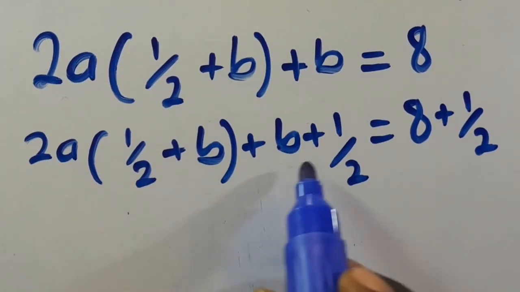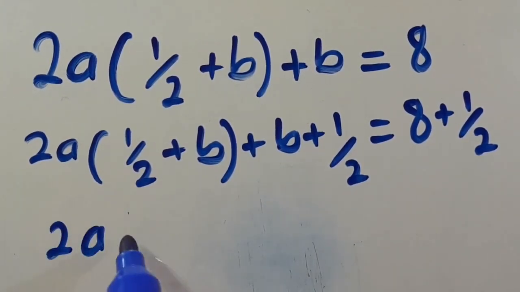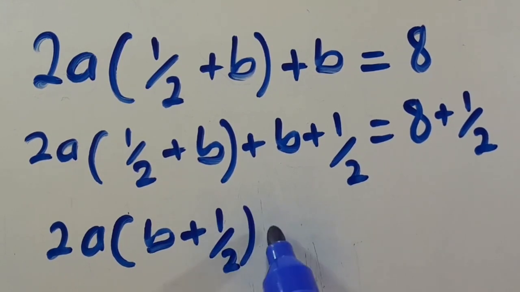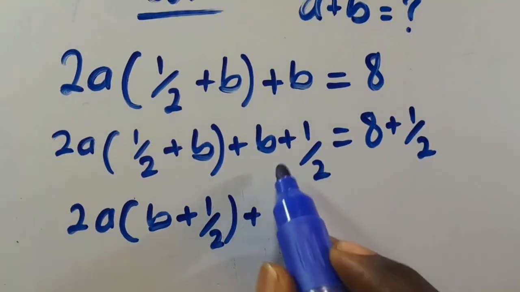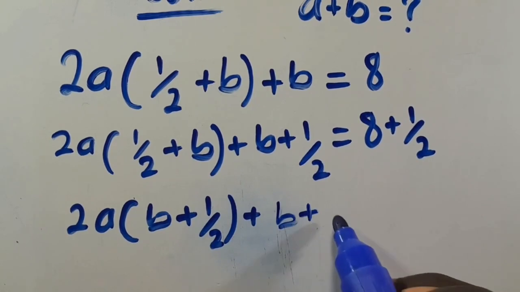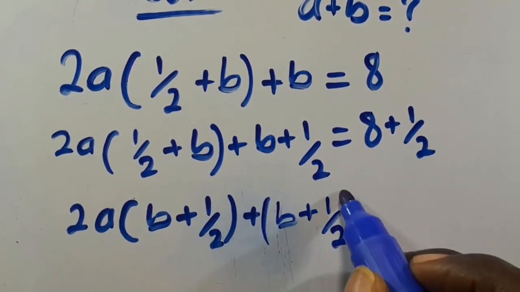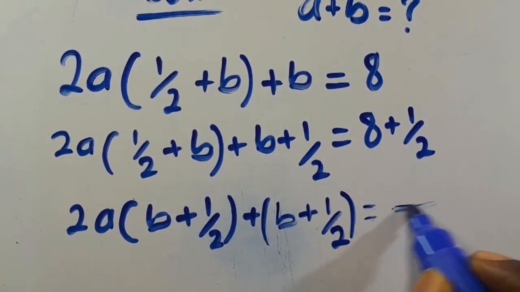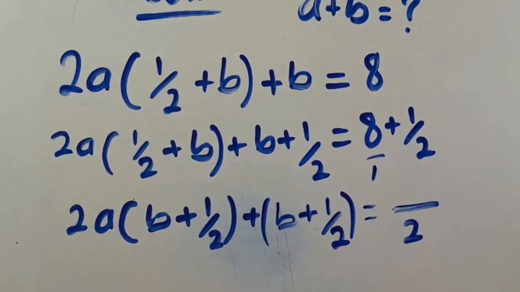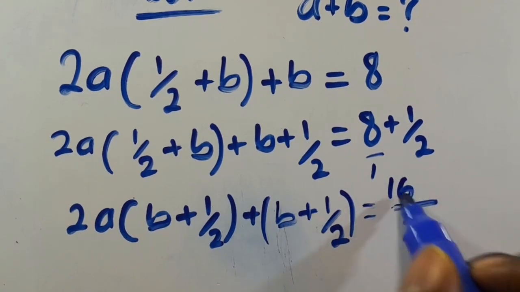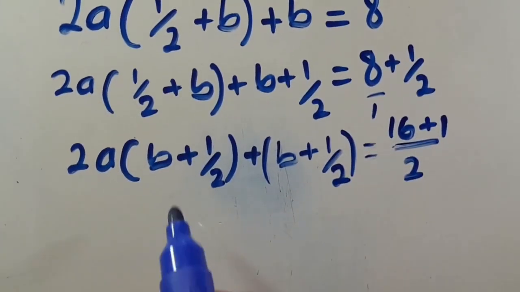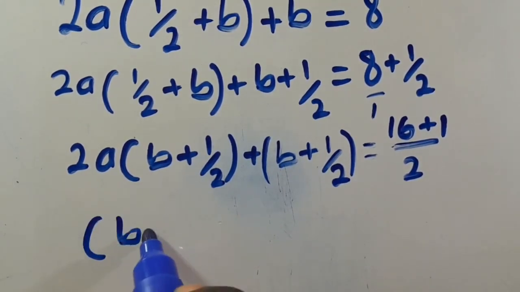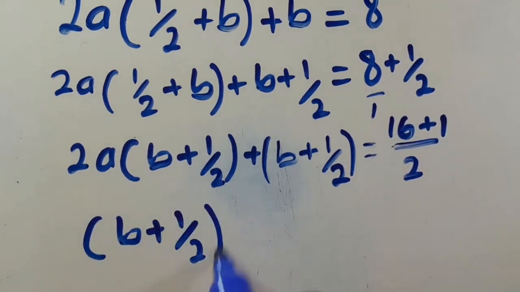Then from here, we see we have 2a. Let's arrange b plus 1 divided by 2, plus this as b plus 1 divided by 2, as this equals, this one we find the LCM to be 2. We have this one to be divided by 1. 2 times this, we have it to be 16 plus 1. b plus 1 divided by 2 is common, so we can have them as b plus 1 divided by 2.